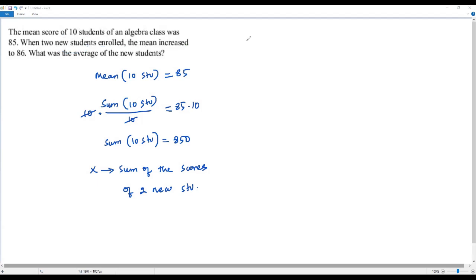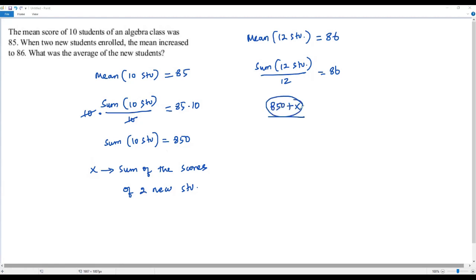Now let me write the stuff over here. The mean score of 12 students equals 86. To get the mean score of 12 students, we divide the sum of the scores of 12 students by the number of students, that is 12, equals 86. To get the sum of the scores of 12 students, we add this 850 and this x, because 850 is the sum of the scores of 10 students, and x is the sum of the scores of 2 new students. So (850 + x) divided by 12 equals 86.